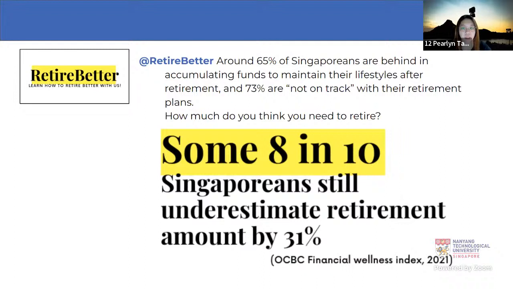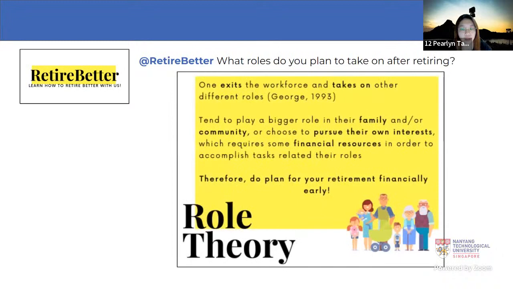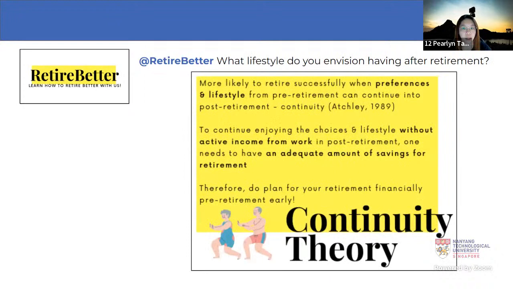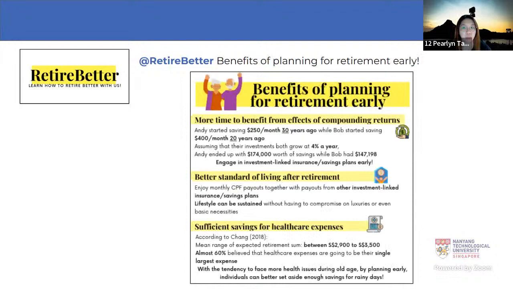According to the role theory, retirees often take on different roles after retirement and would usually choose to either play a bigger role in their family or pursue their own interests, which requires financial resources. According to the continuity theory, retirees will still want to continue to enjoy their preferences from pre-retirement, therefore adequate retirement funds are also crucial. Planning for retirement early will allow individuals to have more time to benefit from the effects of compounding returns, have a better standard of living after retirement, and have sufficient savings for healthcare expenses.